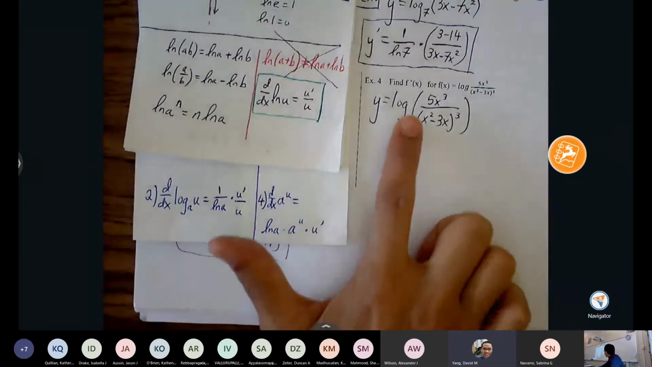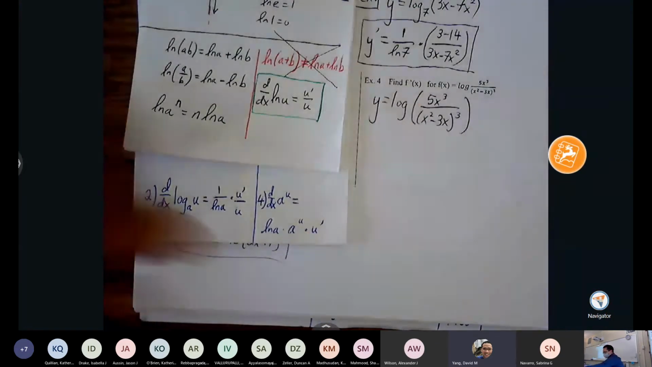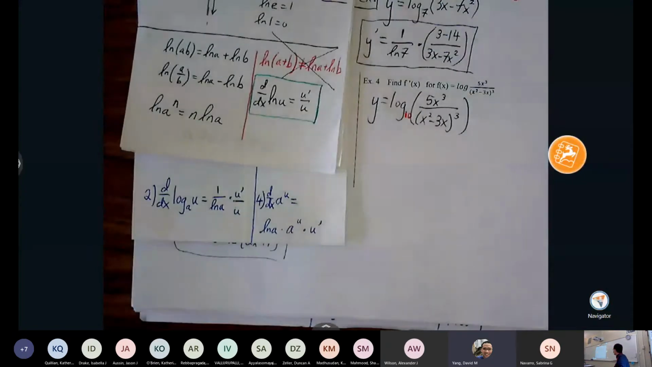Now there's a hidden base here. What's that hidden base? 10. Okay, so it's good to include that because it's going to come up later in our derivative. So see how far you guys can get. Let me check your progress.